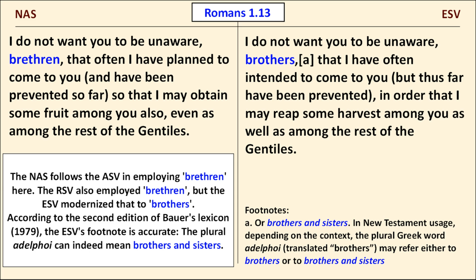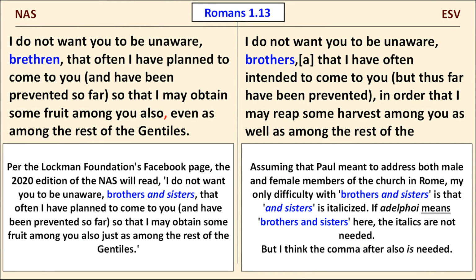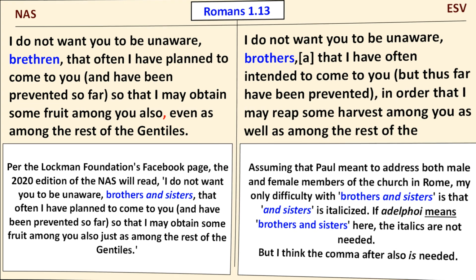The plural adelphoi can indeed mean "brothers and sisters." It appears that the next edition of the NAS will drop "brethren" in favor of "brothers and sisters." Assuming that Paul meant to address both male and female members of the church in Rome, my only difficulty with "brothers and sisters" is that "and sisters" is italicized. If adelphoi means "brothers and sisters" here, the italics are not needed. But I think a comma is needed after "also."